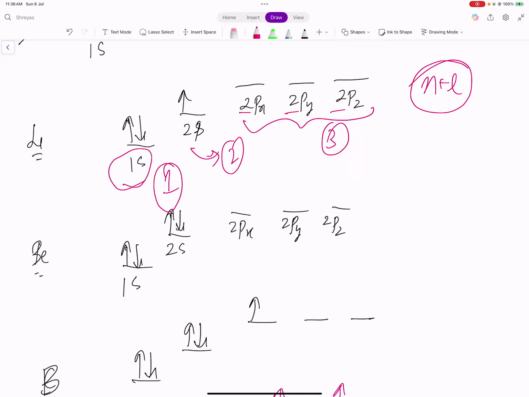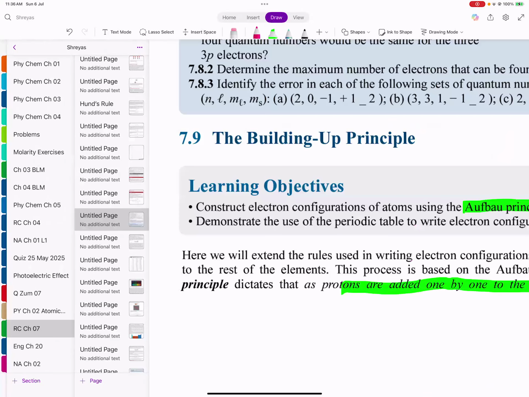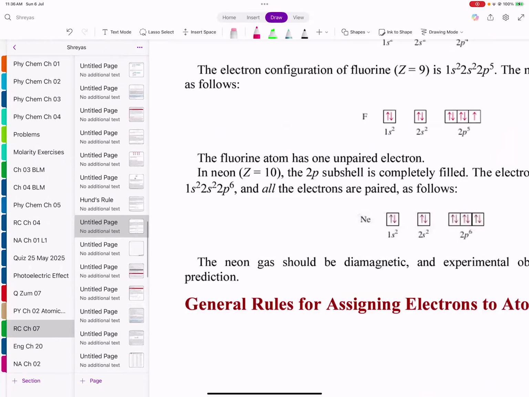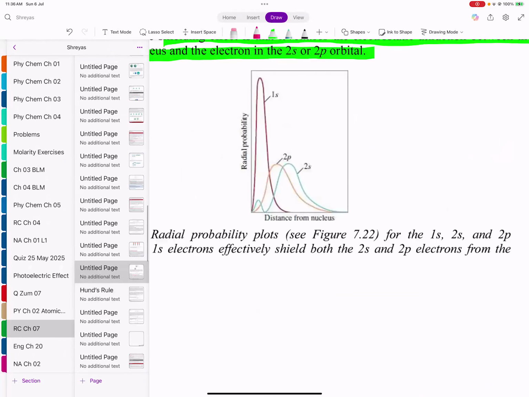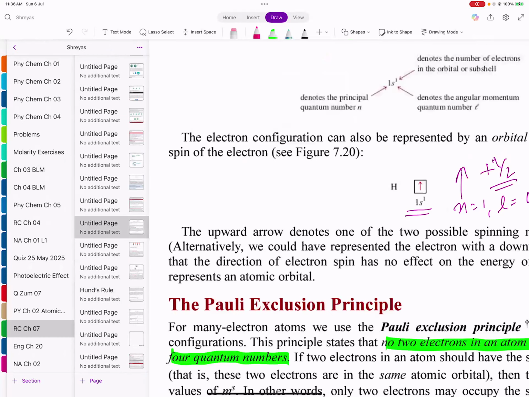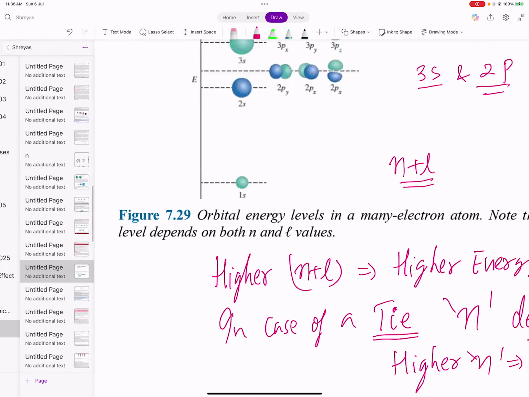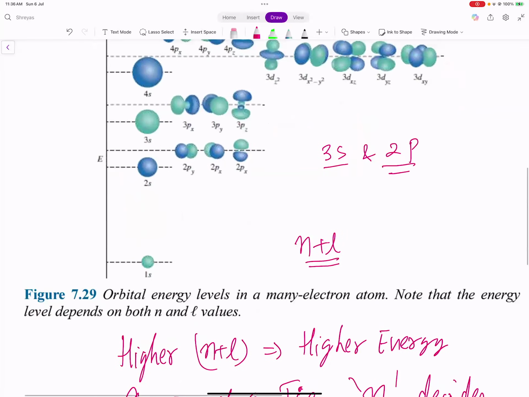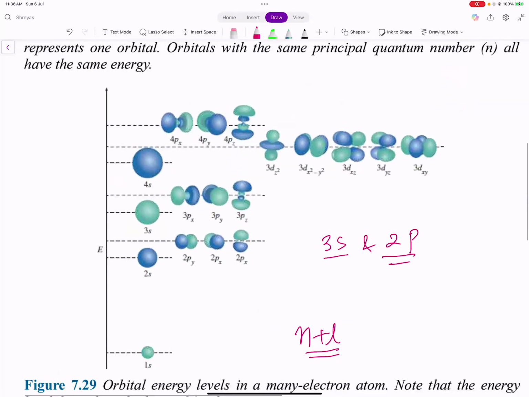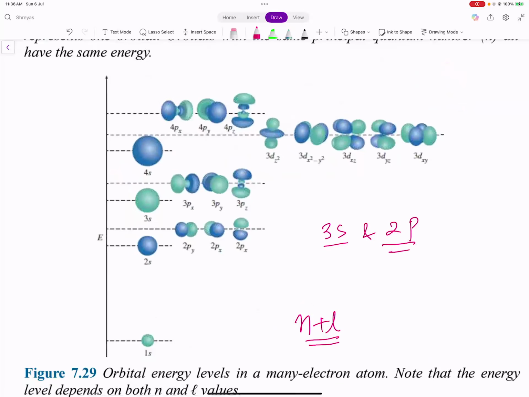For hydrogen, for single electron system, it will only depend on n. So all the n equals 2 orbitals will have the same energy, right? So 2s will be equal to 2px equal to 2py equal to 2pz. Okay. Think.